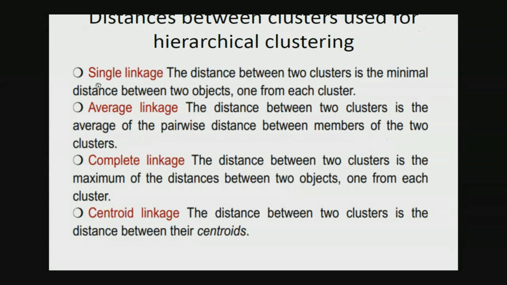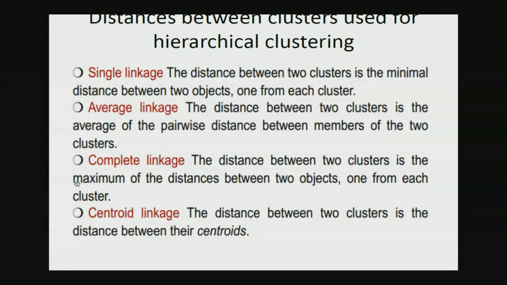One is the single linkage. This is also called the nearest neighbor linkage. The distance between the two clusters is the minimal distance between two objects, one from each cluster. And another one, the average linkage. This is the most common one. It's the average of the pairwise distances between members of the two clusters.